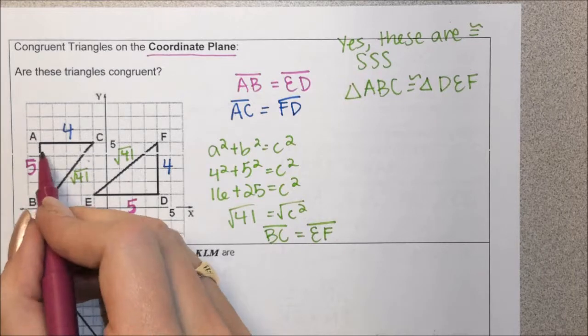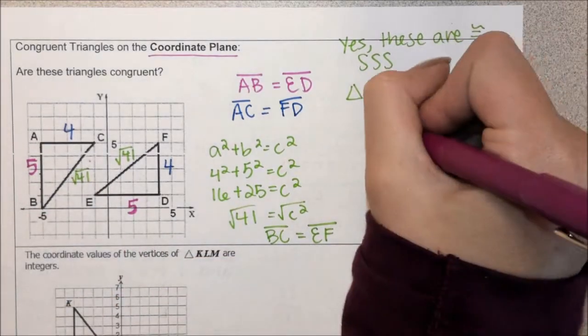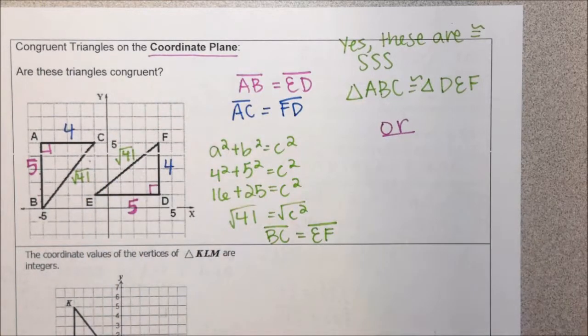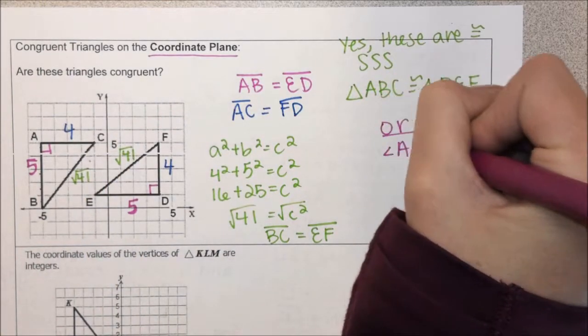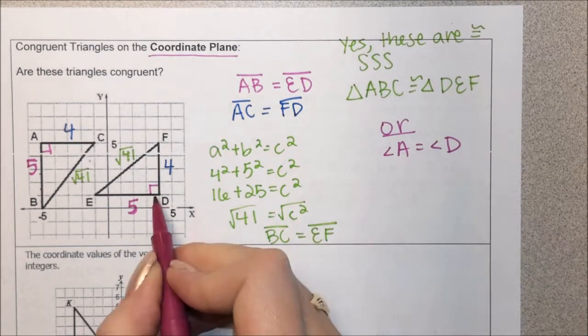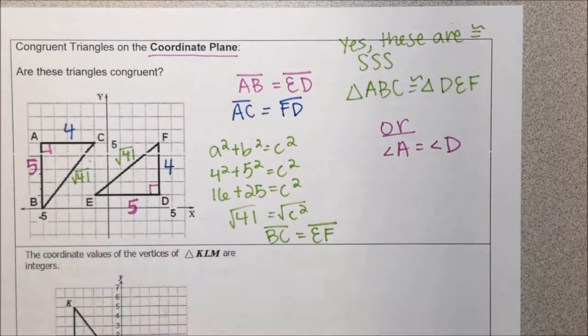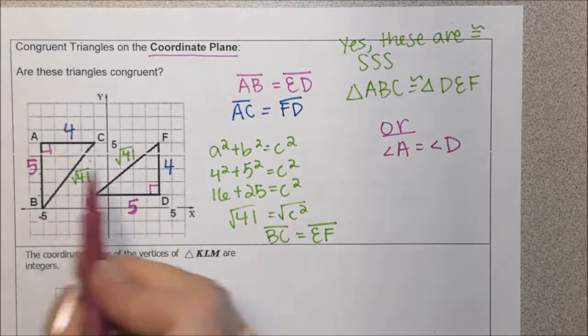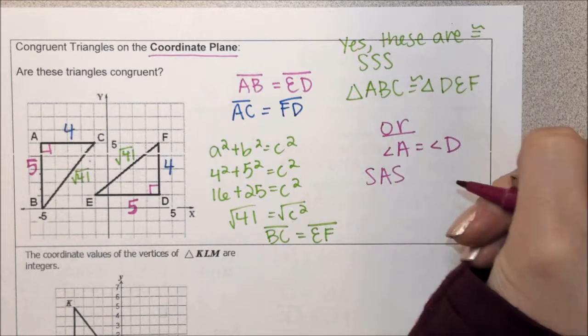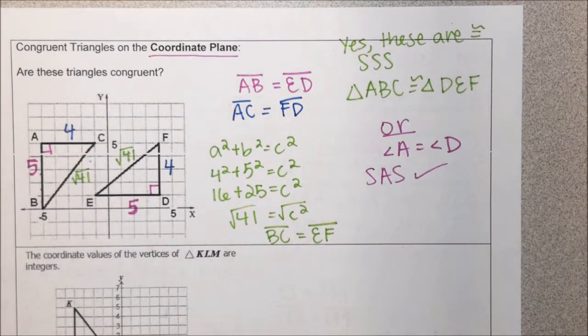Or if you look at it, what kind of triangles are these? Hope you said right triangles, because we've got a nice 90-degree angle there. I see that angle A is equal to angle D. And since those angles are equal, and we've got a side on each side that are equal, then SAS is also a good congruence theorem for this one.